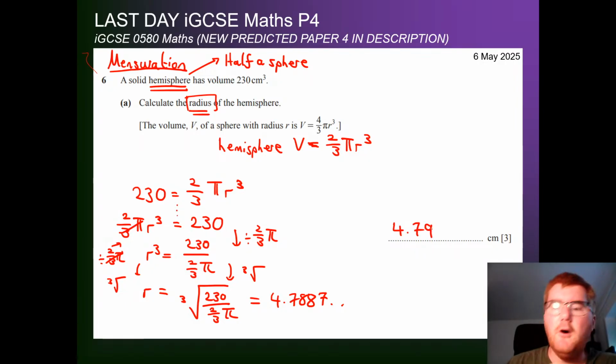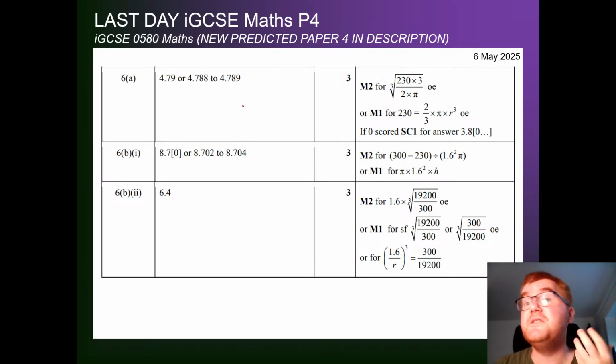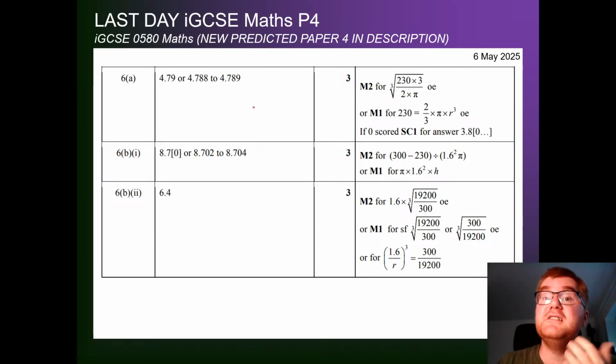Now generally I'm going to round this to 2 decimal places, so I do 4.79 centimeters. Often it's a question that I get asked: what should you round to? Should you round to 1 decimal place, 2 decimal places, 3 significant figures?